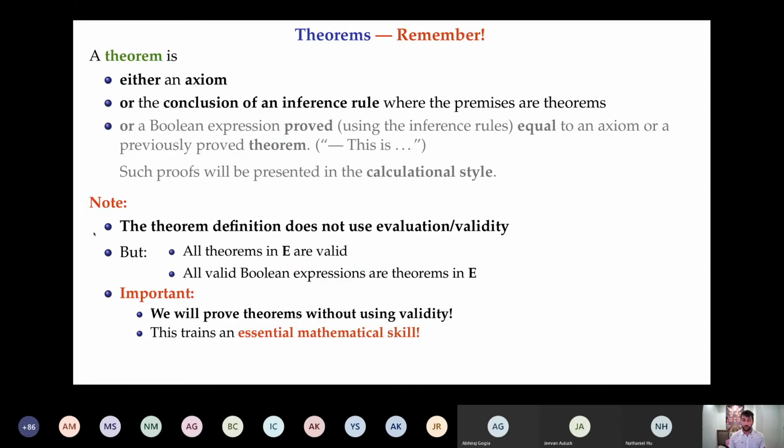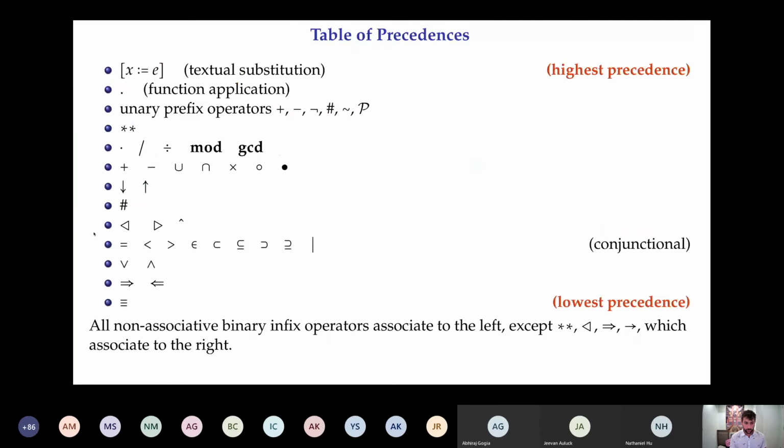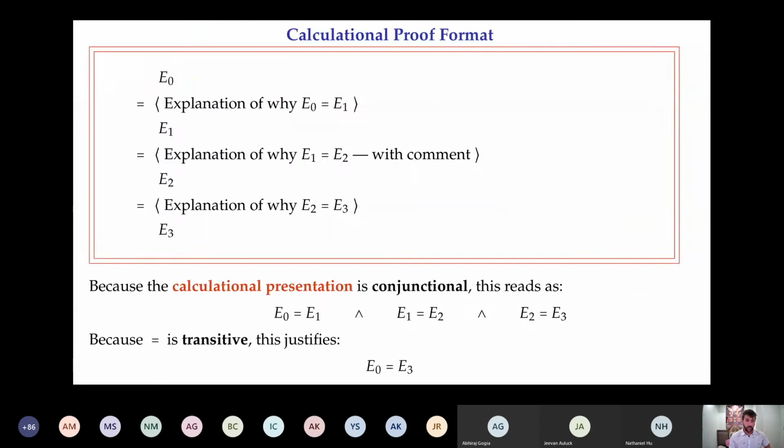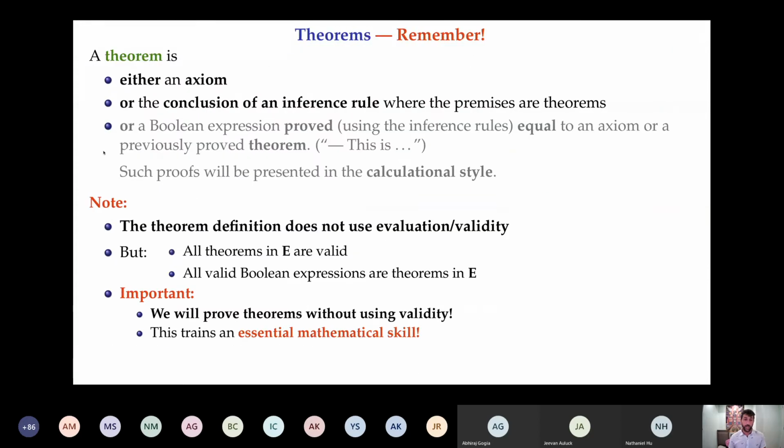So equivalence, a moment ago I showed it to you. Let me show that again. Right here, equivalence, the very last one says if X is equal to Y and X is a theorem, then Y is a theorem. So some of you that have the older book will see the definition of a theorem as either an axiom, the conclusion of an inference rule, or this grayed out part that says if x is equal to y, and you know that x is a theorem, then y is a theorem. That's what that gray part says.